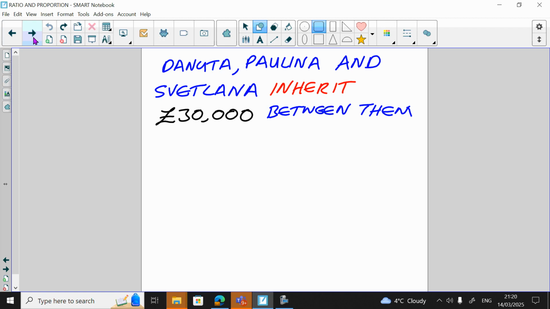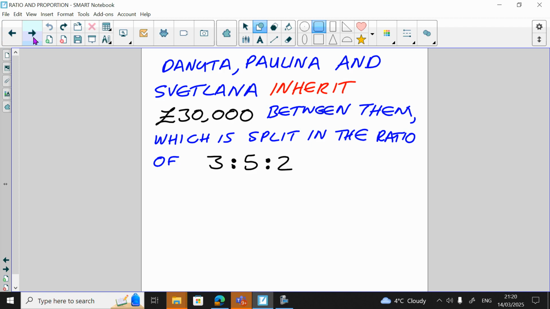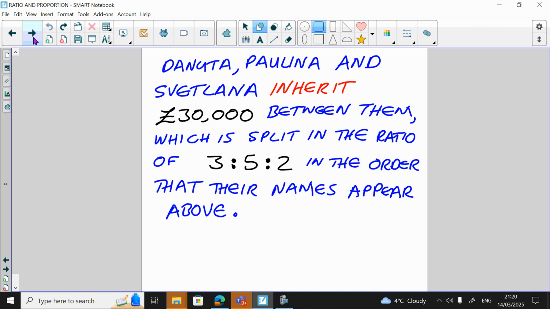Okay, we've got these 3 people, Danuta, Paulina and Svetlana, and they inherit a certain amount, £30,000 between them. This is split in the ratio 3 to 5 to 2. That ratio order is important. It's in order of their names that appear above. So, Danuta, Paulina, Svetlana.